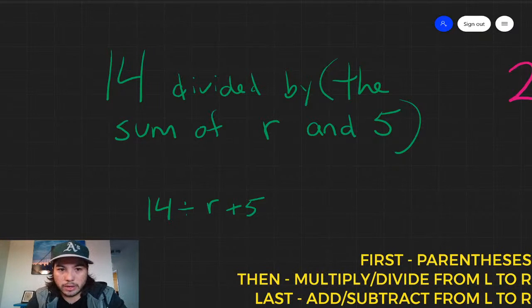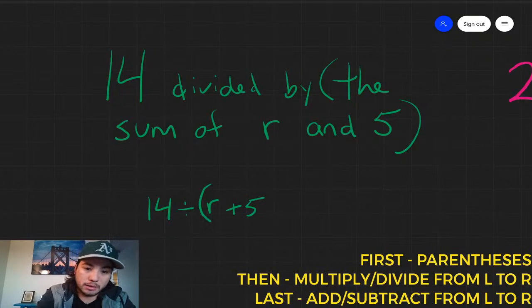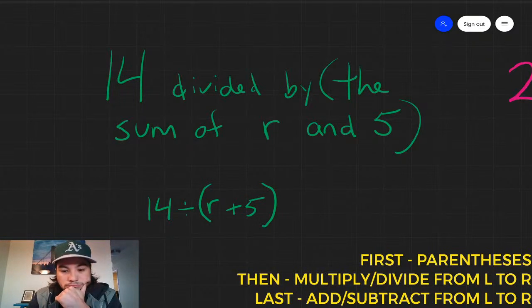Now I kind of gave it away in the computational sentence, but we're going to need to know the sum before we divide. So that means we need to put our adding in parentheses, because we want to do the adding first. If you don't add in those parentheses, what you have is 14 divided by r, and then you add 5, which would give us a different value. It's a different expression. So in this case, we absolutely do need those parentheses: r plus 5 first, and then divide.